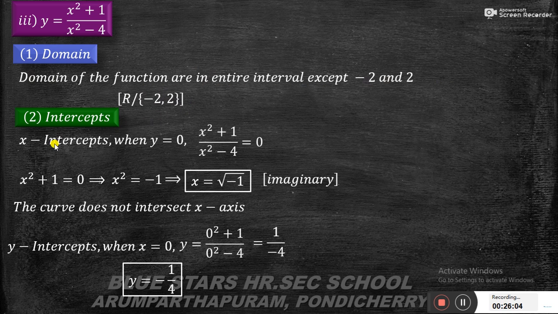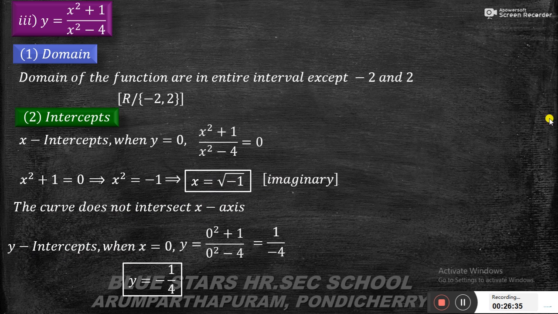Next, intercept. For the x-intercept you take y equal to 0. So 0 equal to x square plus 1 by x square minus 4, so x square plus 1 equal to 0 means x square equal to minus 1. So x equal to square root of minus 1 means x equal to i. It is imaginary, because from this x we get imaginary values. So I conclude that the curve does not intersect the x-axis.